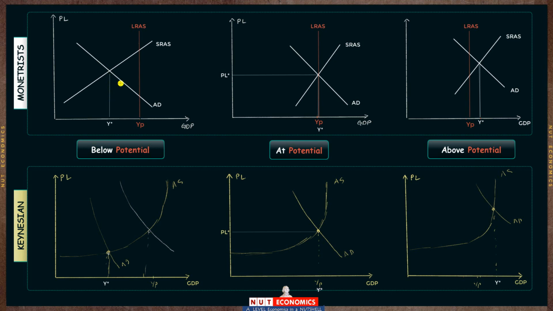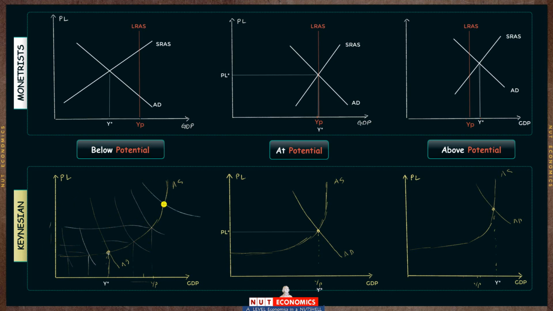And then the second key difference is that these monetarists said that okay, if you increase your aggregate demand to get back to potential, that would always create inflation. Keynes' answer was that no, look at my aggregate supply. If you are much below potential and then increase your aggregate demand, only output or GDP will increase and price levels won't increase a lot. But yes, if you are closer to your potential, then aggregate demand increases, then your GDP will increase, but your price levels will also increase.